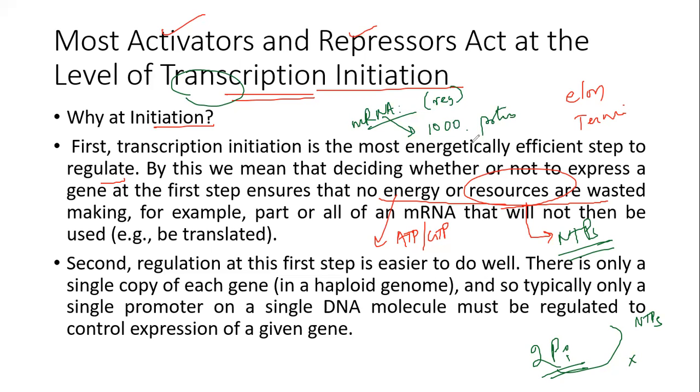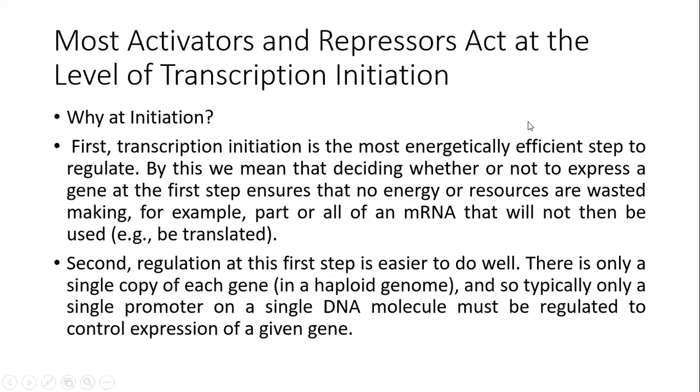So which is better? Either to degrade the mRNA or to degrade the 1000 proteins. Which one will be easy and which one cheap? Of course, the first step, right? Where you can degrade the mRNA to stop the further expression. Okay, so this is why transcription initiation is the best step at which the regulation should happen. Am I clear on this part?